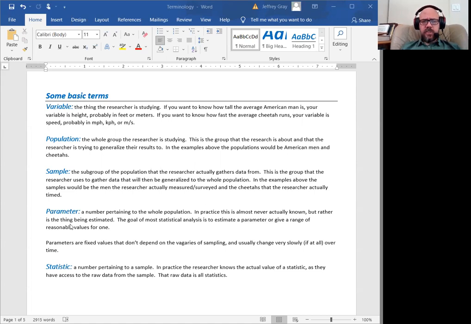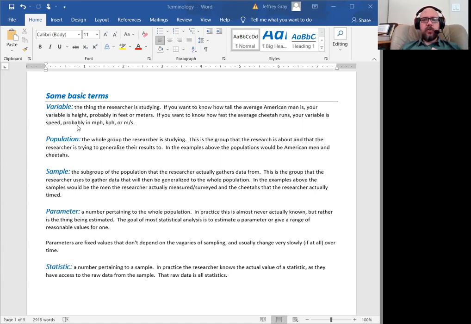And then parameter and statistic are nicely named. I don't know if this was intentional or not, but parameters go with the population and statistics go with the sample. They're both numbers about those respective things. So a parameter is just a number about the population. A statistic is a number about the sample. Now, those sound very similar, and they sort of are, but there's a huge difference that will become clear later when we start doing more advanced analysis, which is that parameters don't change.